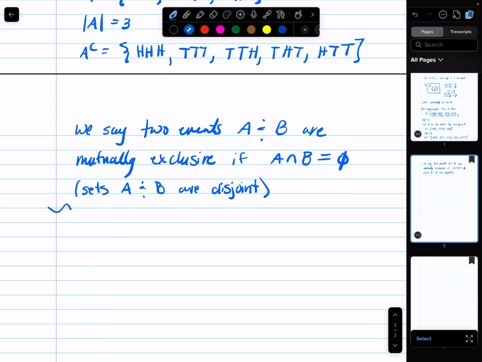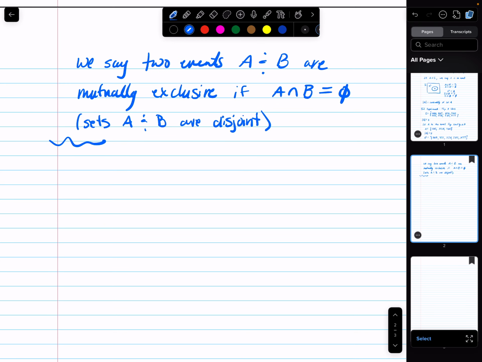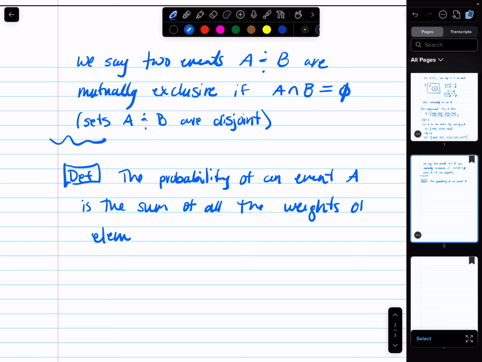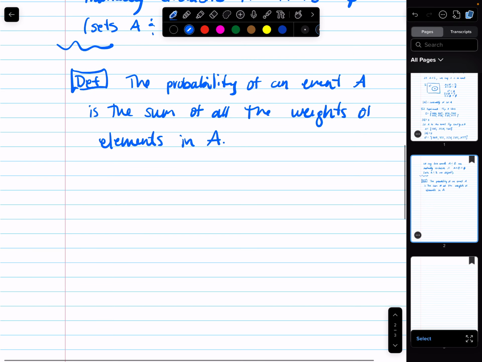Okay? All right. So now let's come up with our definition. The probability of an event A is the sum of all the weights of elements in A. So we'll certainly see many examples of this. All right, so that's going to be our working definition.